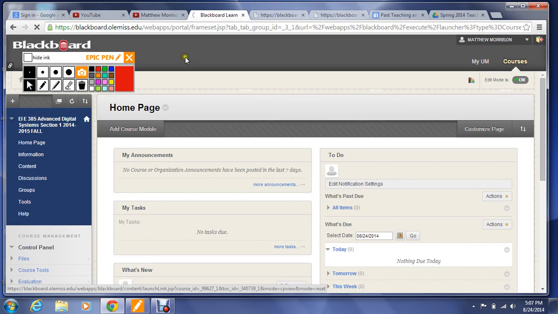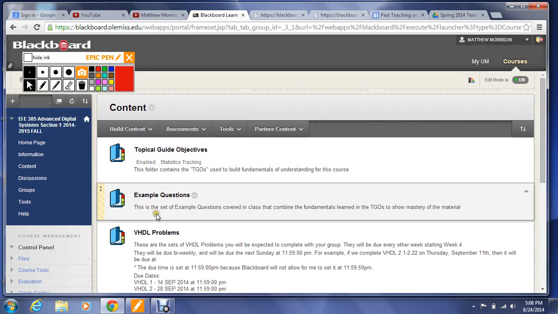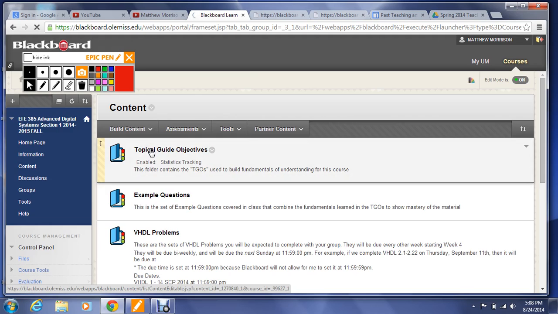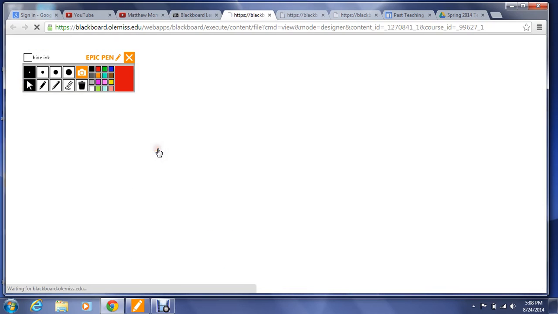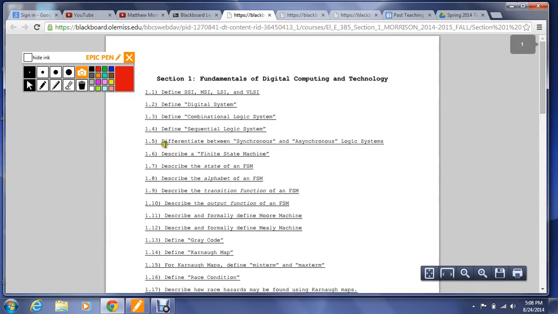if it ever decides to go, it's downloading a little slowly here. You go to topical guide objectives, and each day I'll say, first day of lecture, we'll cover topical guide objective 1.1 through 1.14. Now, in there, I will actually have the definition of SSI, small scale integration, medium scale integration, large scale integration, and very large scale integration, and what that actually means, the number of transistors in the system. And you'll be going through and solving all these problems.